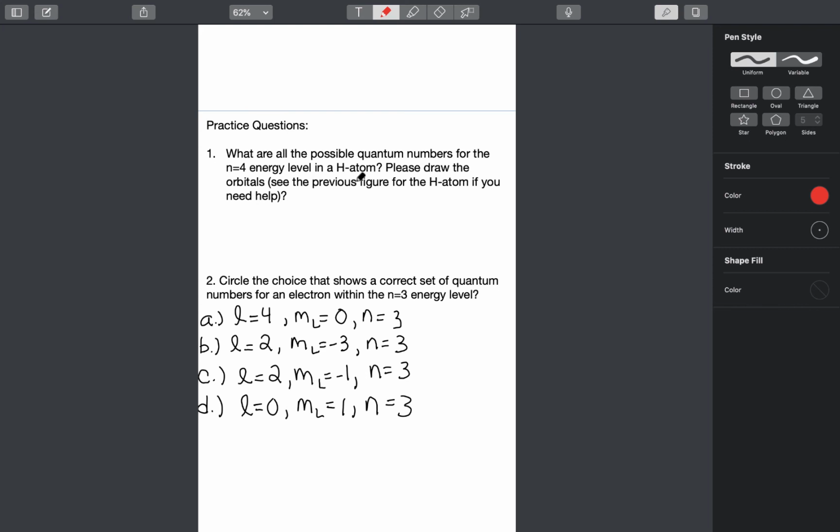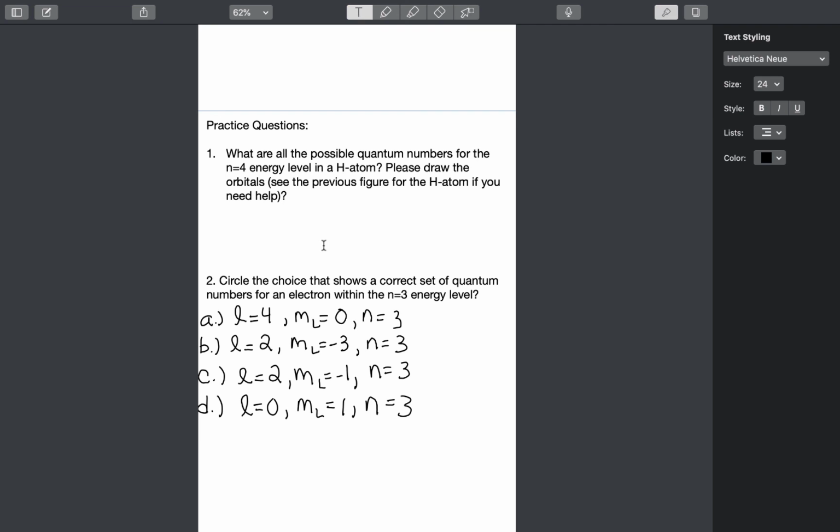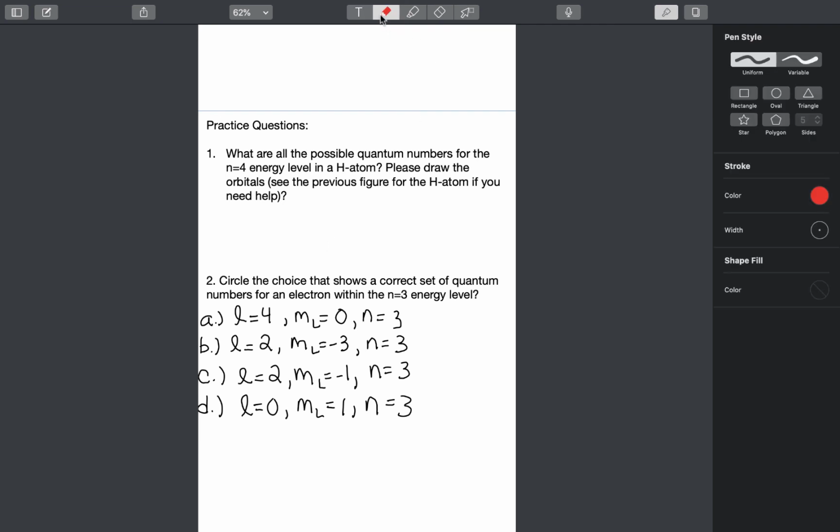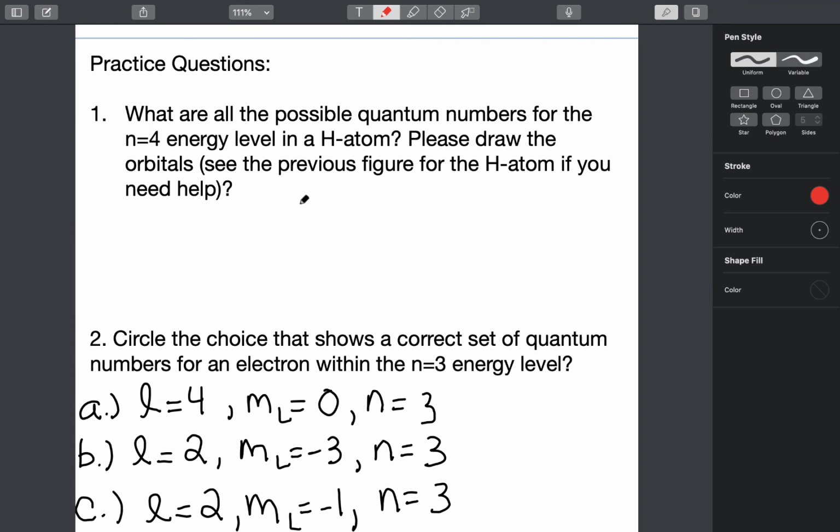So the first question asks you, what are all the possible quantum numbers for the n equals 4 energy level in an H atom? And I ask you to also please draw the orbitals. So we can do this in this space. So in order to do this, we have the n equals 4 energy level. The first thing that you can do is maybe write n equals 4 just to start off. And then you can maybe put your little energy diagram here. So this is our energy diagram.